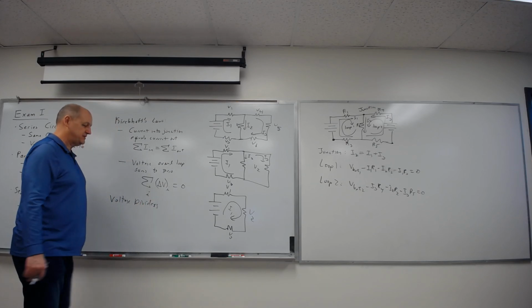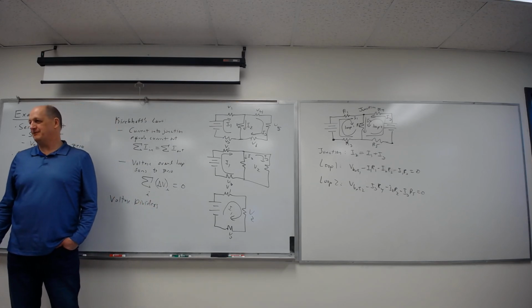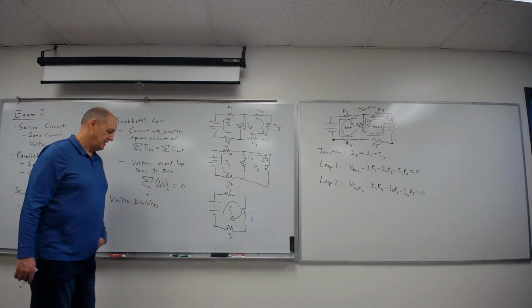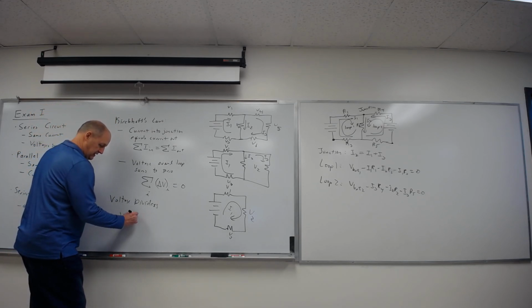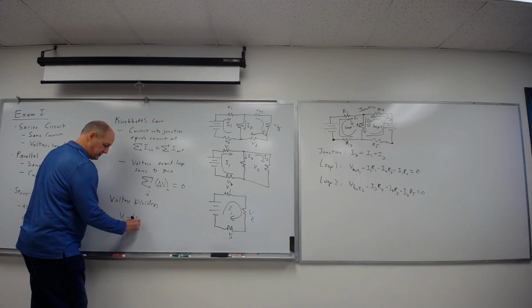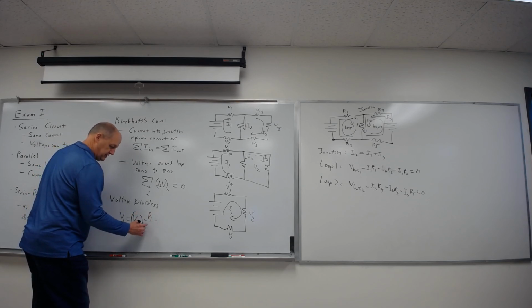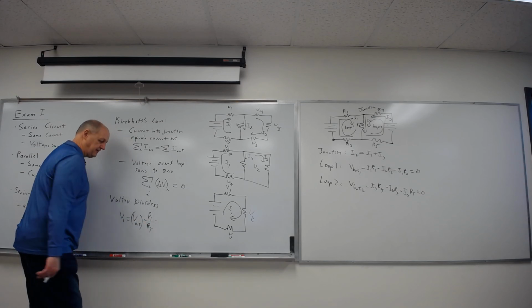In the end, a voltage divider is just a series circuit. We're looking at the voltage on one end. So the voltage across any given resistor is the battery voltage, or the source voltage coming into it, times that resistor over the total resistance of everything in series.